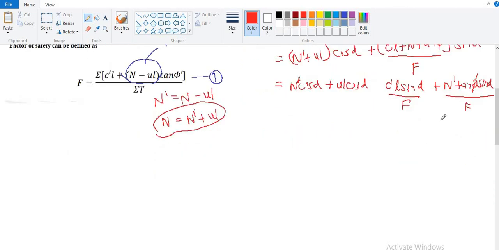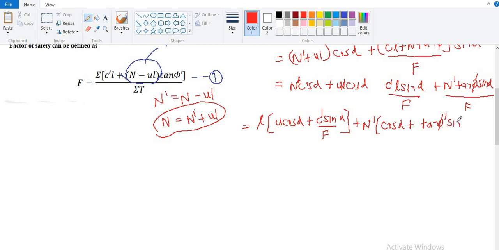So we have that, and again I can rearrange this. Here we have L and N dash separately, so I'm going to take L outside: u cos alpha plus C dash sin alpha over F, and N dash cos alpha in this part, then N dash tan phi dash sin alpha. This part should be divided by F.